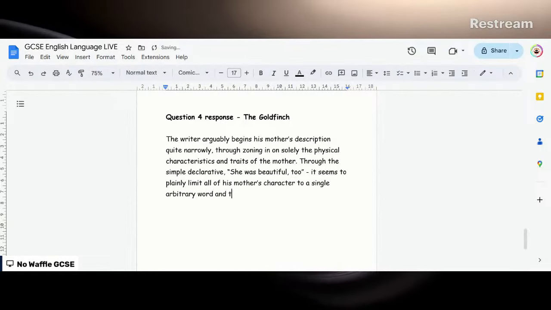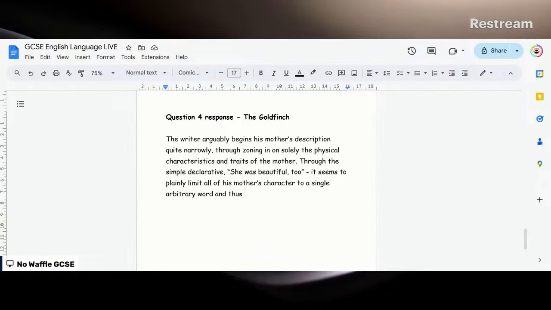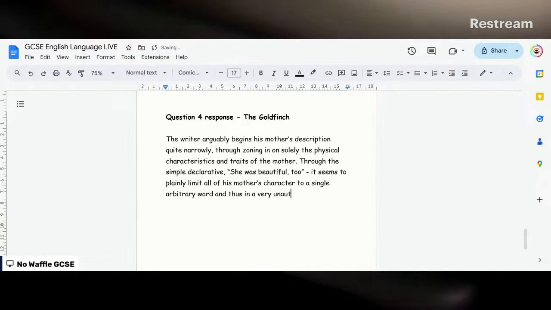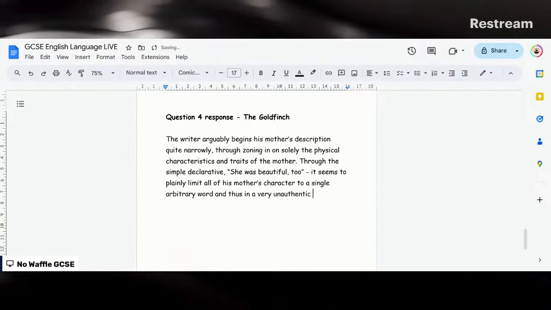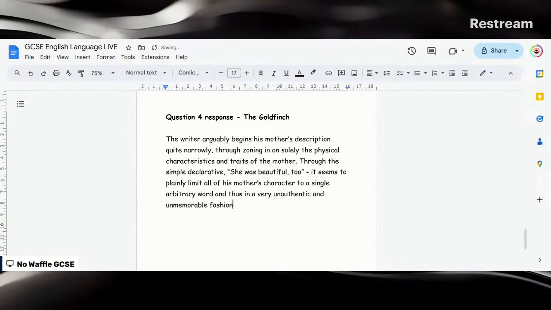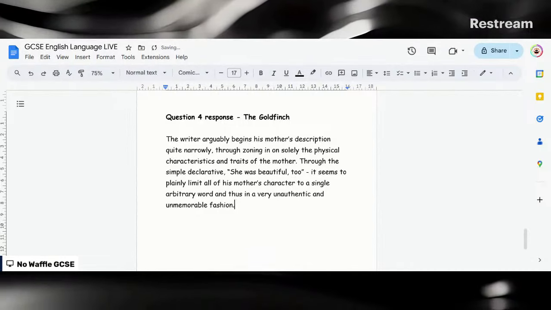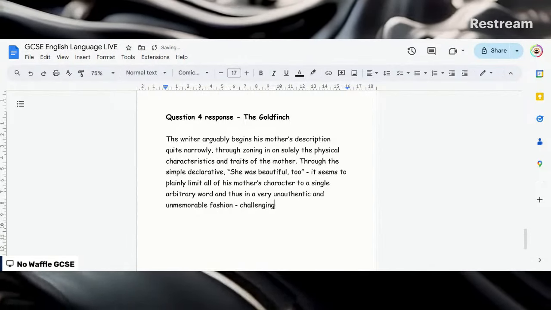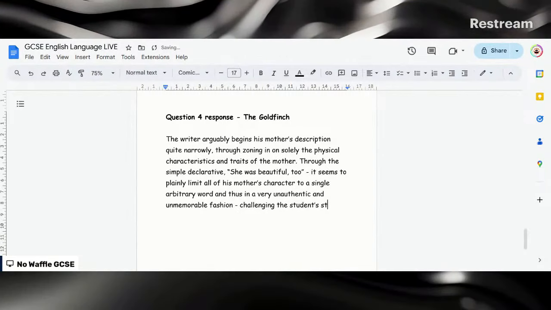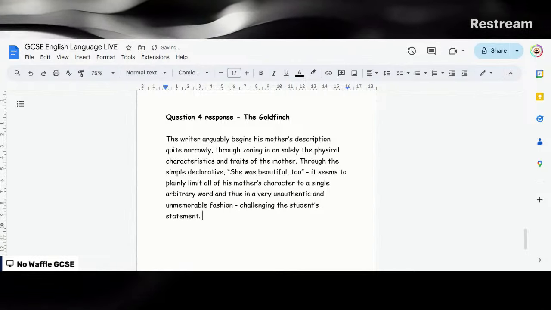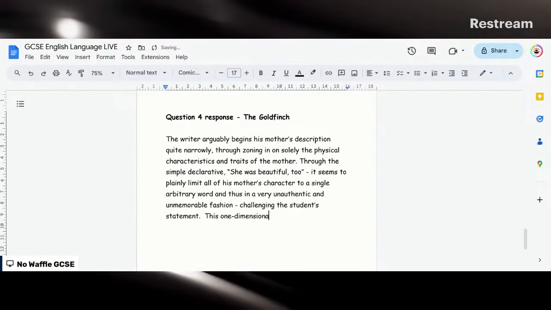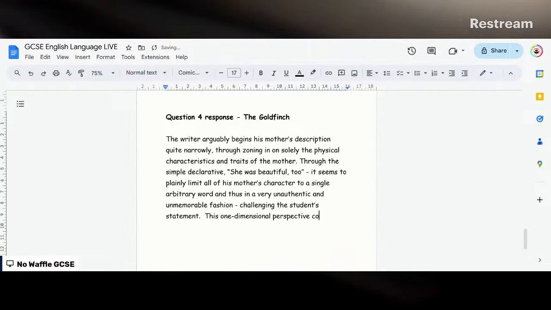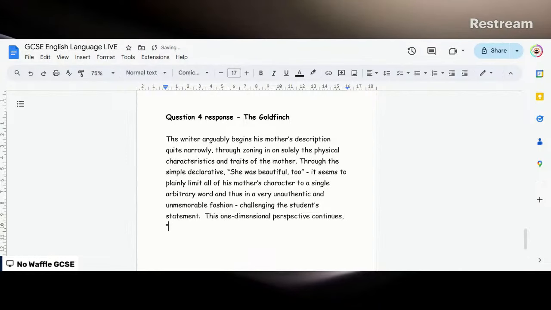So to a single word, and thus we can say in a very unauthentic and unmemorable fashion, directly challenging the student's statement. So we're constantly linking back to whether we agree or disagree with the statement. Then we can say this one-dimensional perspective continues. And then we can put our little embedded quote there.